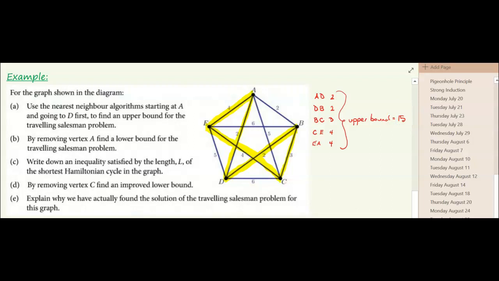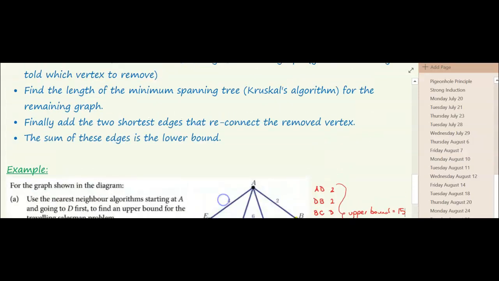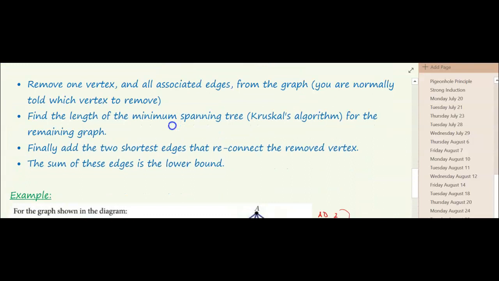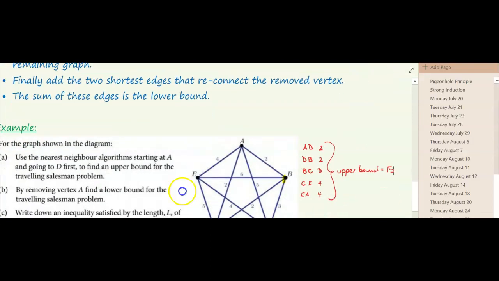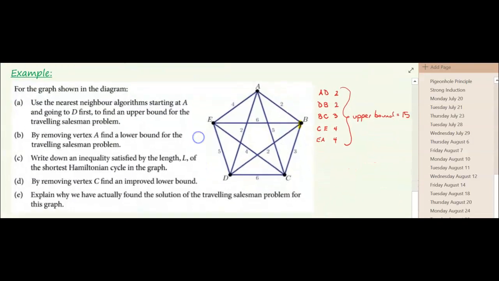Okay, so now I need a lower bound. So I'm going to remove all those highlighted strokes, and we're going to get to an upper bound. Now, sorry, a lower bound. Now, a lower bound, interestingly, you have to remove one vertex. We are usually told which one to remove; I've never seen a question where we're not told. By removing vertex A, find a lower bound. Righto. So we're going to remove A.